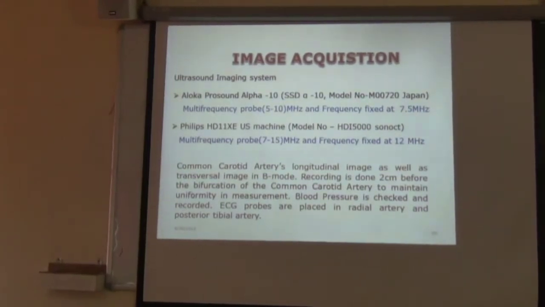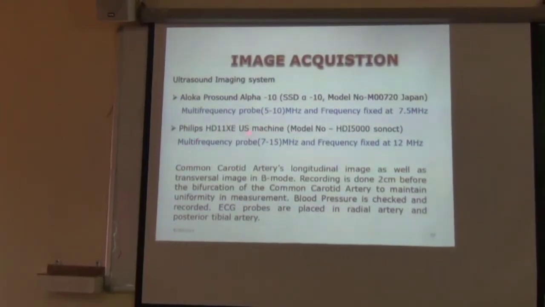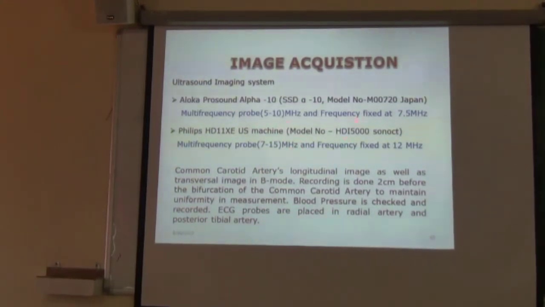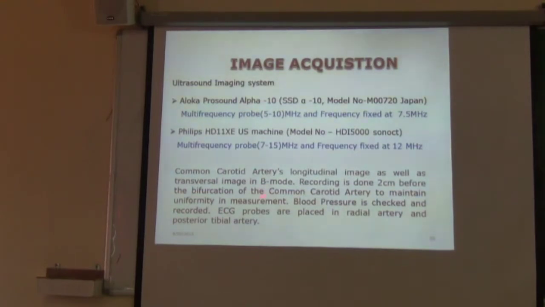And another machine, namely the Philips ultrasound machine. This machine gives more resolved information as compared to the Localization Alpha 10 machine. For this work, both the longitudinal image and the transversal image in B mode have been recorded, but only for 2 centimeters before the bifurcation of the common carotid artery, not the entire part.